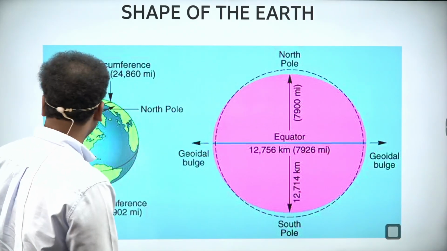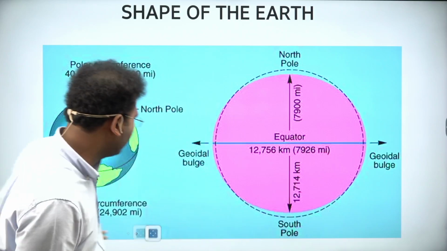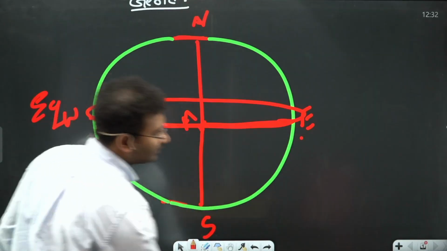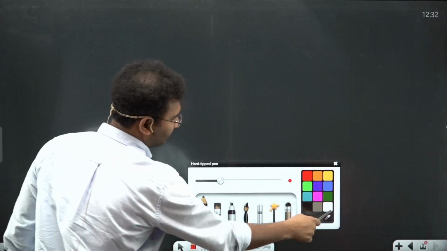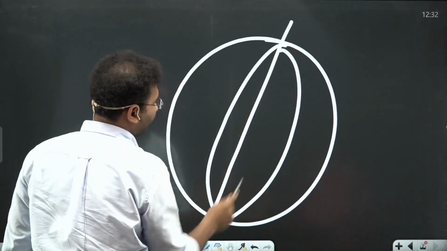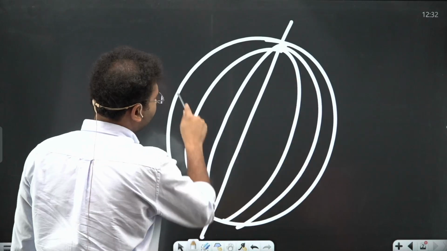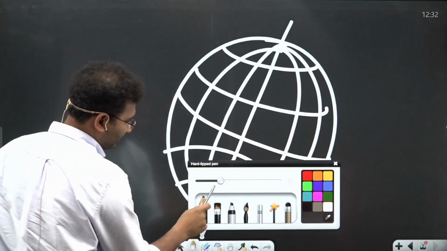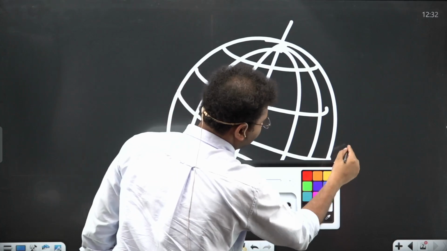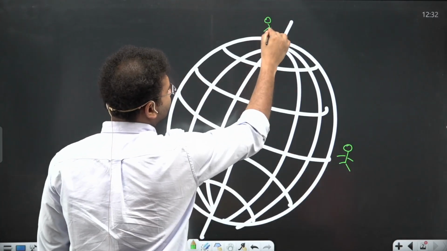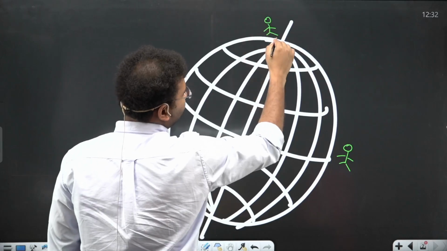Now let's imagine that there is a person who is present near the polar region and another person who is standing near the equator. Let's see, this is your earth. Imagine on this earth, you have a person who is standing near the equator and another person who is standing near the polar region. Let's call this one Ram. Ram is standing near the equator and there is another person, Sham, he is standing near the polar region.